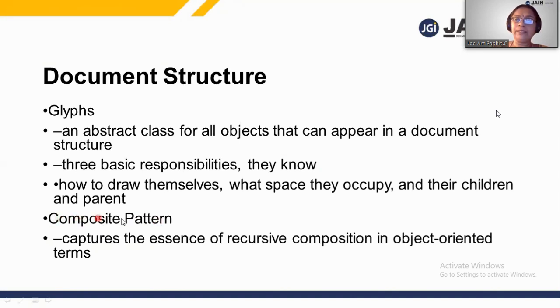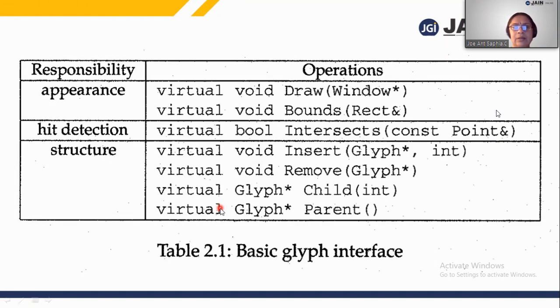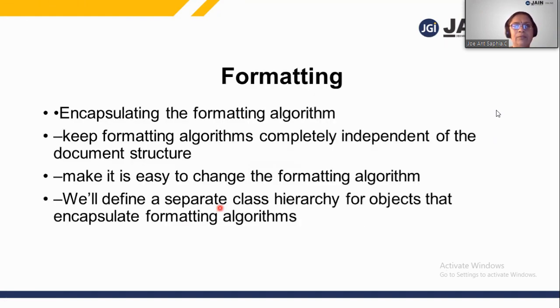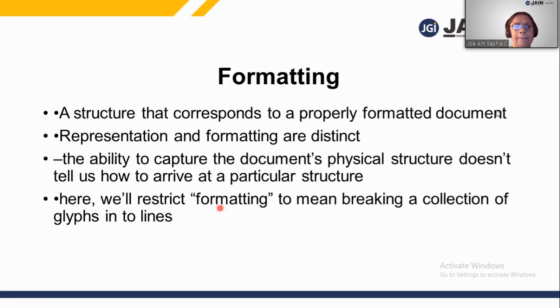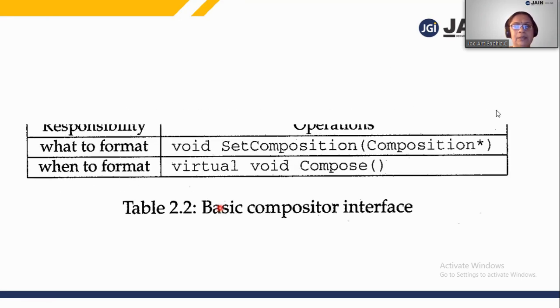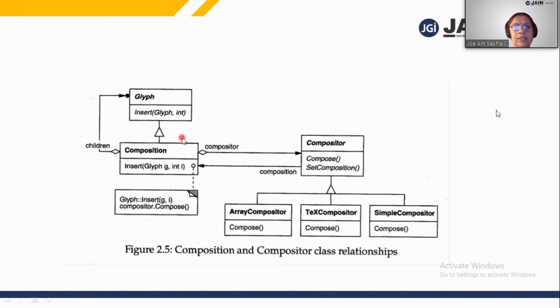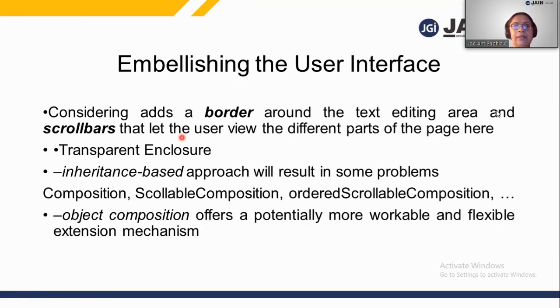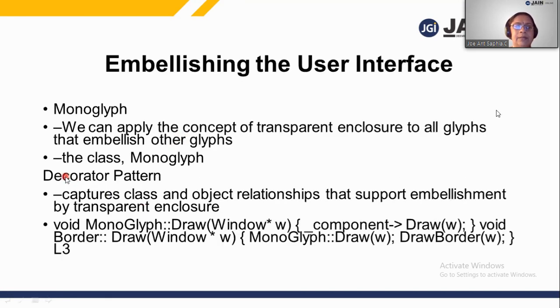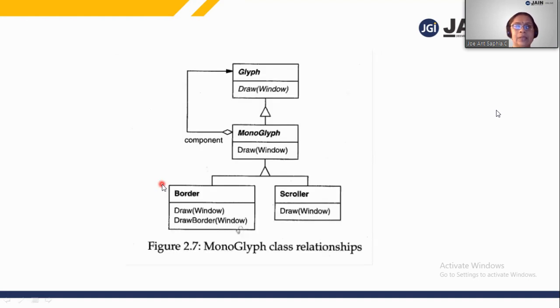So this is the composite pattern for document structure. Let me finish this lesson first, and then I will give you the next. For formatting, which pattern are we going to use? Strategy pattern. Strategy pattern is useful for formatting. Next, for border embellishment, decorator pattern. I hope it is decorator pattern. Yes, decorator pattern.